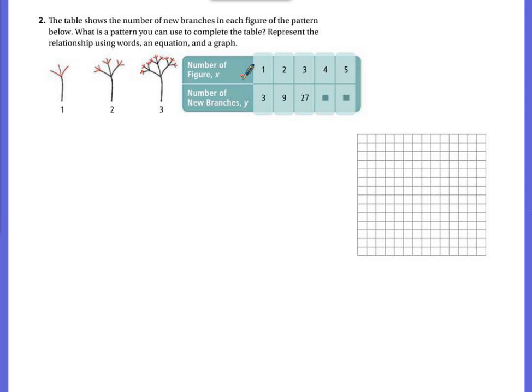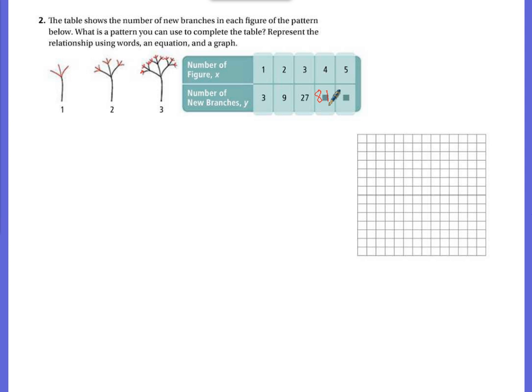Figure number is the thing that we are changing. Figure 1, 2, 3, and then we're supposed to figure out how many there would be on figure 4 and figure 5. So the number of new branches in figure 1 is 3, then 9, then 27. What would this one be? So you're seeing the pattern. We have 3 times 3 is 9, times 3 is 27, times 3 is 81.